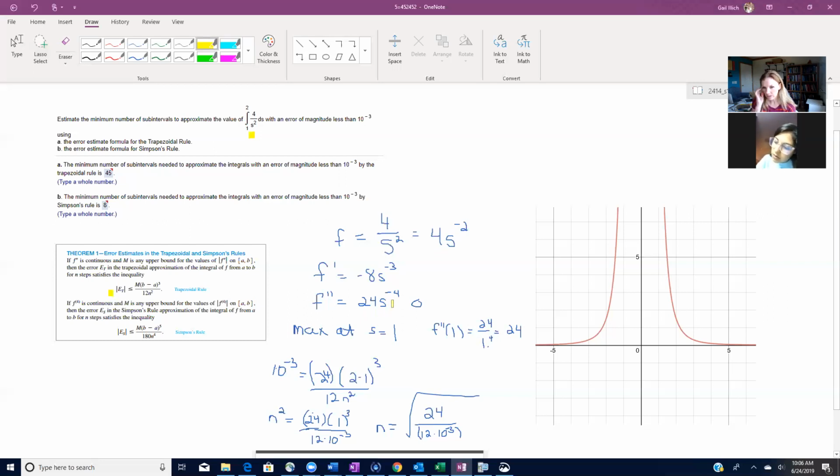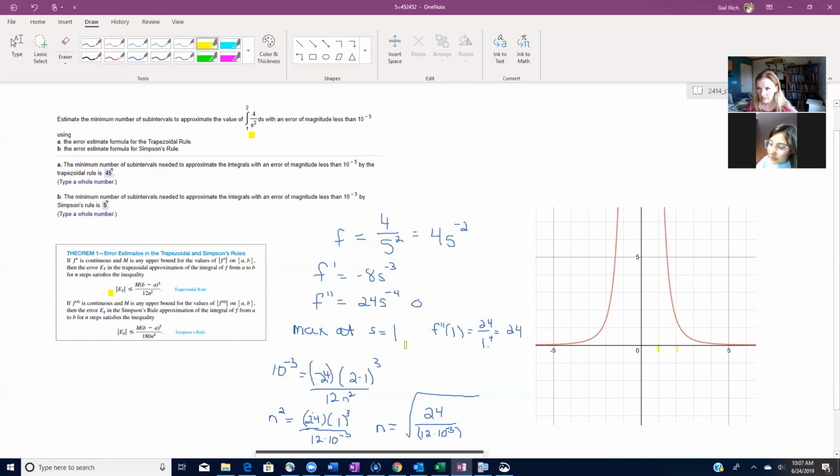So if you look at a graph of 24 over s to the negative 4, it sort of has 2 branches. Now we're only concerned with the interval from 1 to 2, so we're only looking at this little piece right here. You can see that that function is continuous and always decreasing on the interval from 1 to 2. So its maximum is going to occur at 1 because it's decreasing.